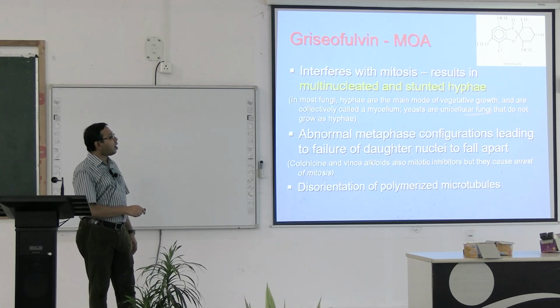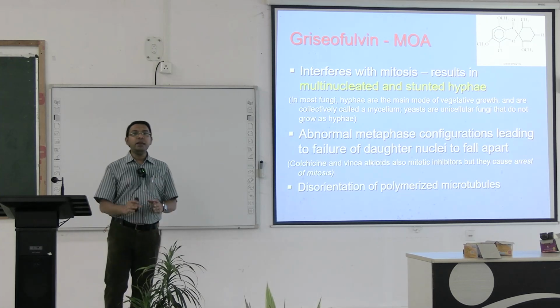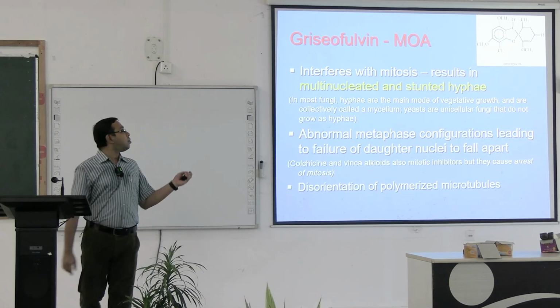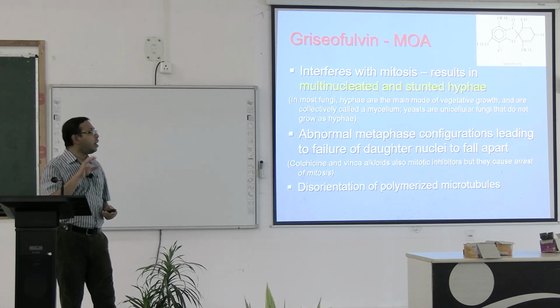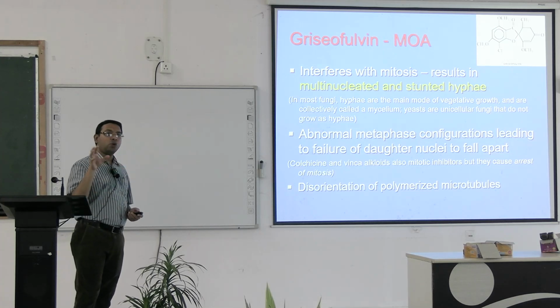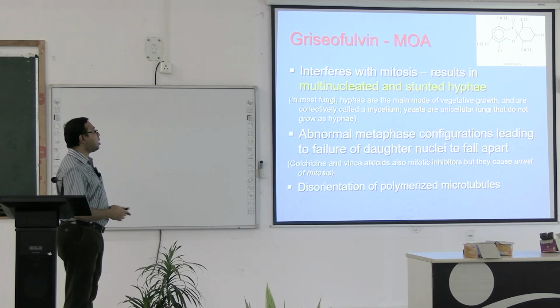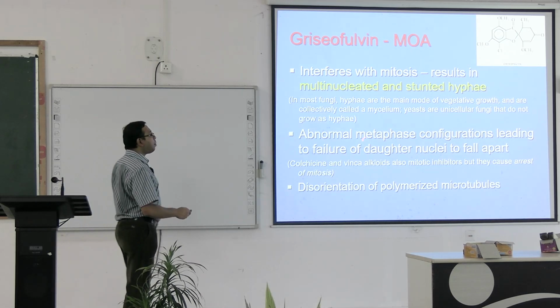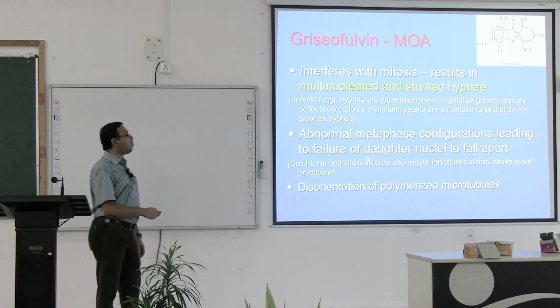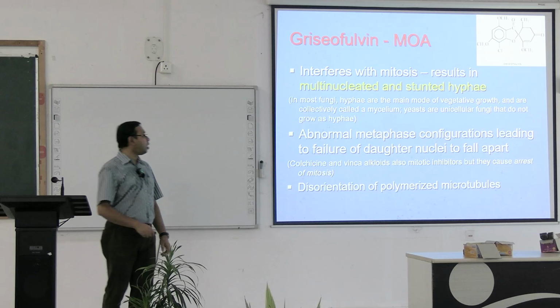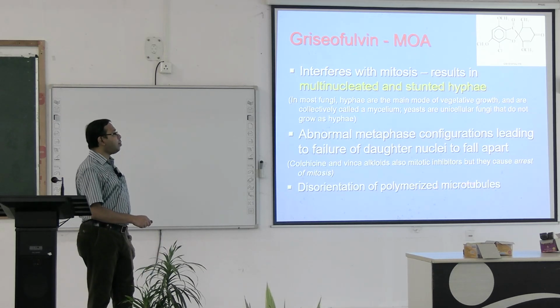Yeasts are unicellular fungi that do not grow as hyphae. That's why yeasts are not affected by Griseofulvin. So Griseofulvin goes within the nucleus, interferes with mitosis, and the hyphae become stunted and multinucleated. So abnormal metaphase configurations lead to failure of the daughter nuclei to fall apart and disorientation of the polymerized microtubules.